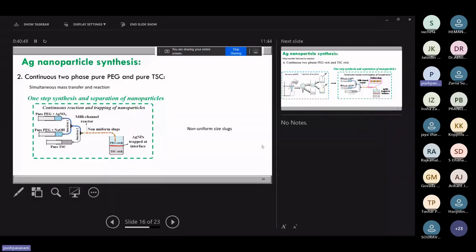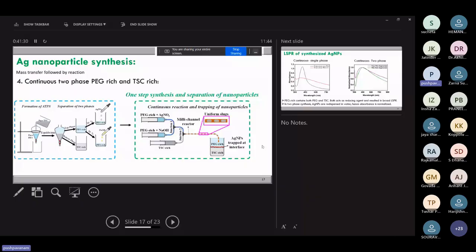But the problem now is that the slugs are not going to be uniform. Because the slugs are not uniform, they are all going to behave as different microreactors. And if they behave as different microreactors, the size distribution of the nanoparticles formed is going to be very poor. This is not desirable from the point of view of efficiency when I'm going to develop an application using my silver nanoparticles.